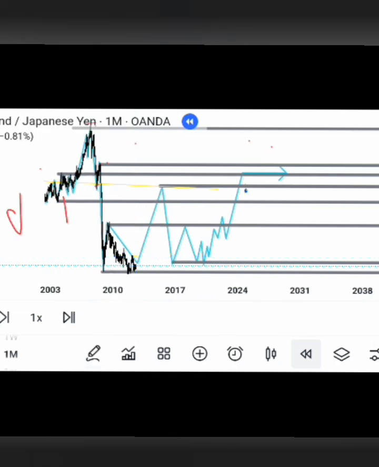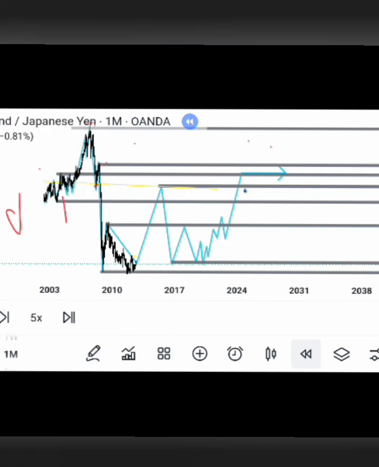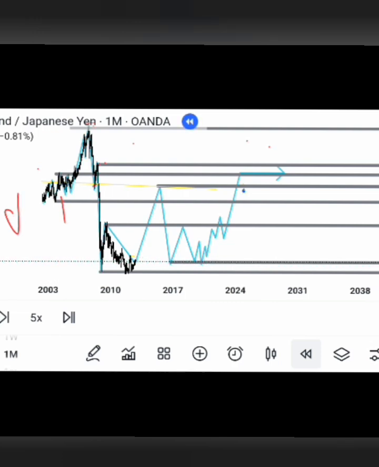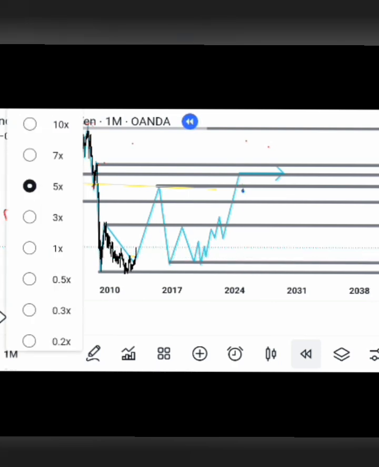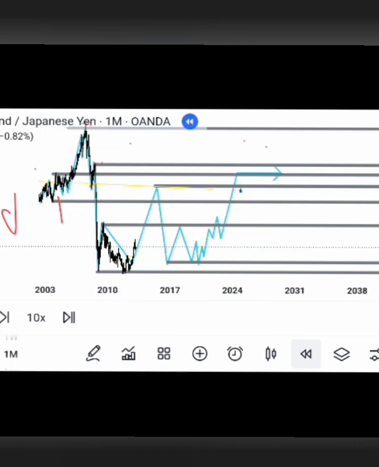Let's do a little playback and see what market did. So let's say times 5. Let's make it faster. Right? Can you see what the market is doing? Let's make it faster so that you see what the market is doing. Let's make it times 10. So you see what market did. See how the market moves.